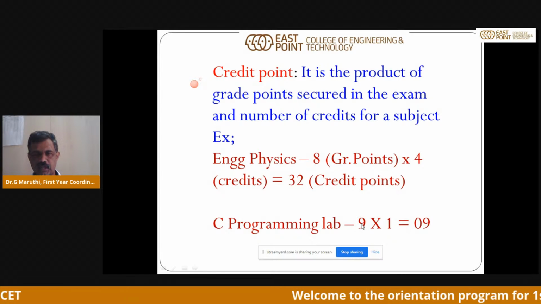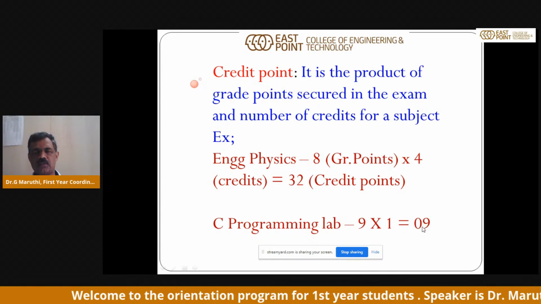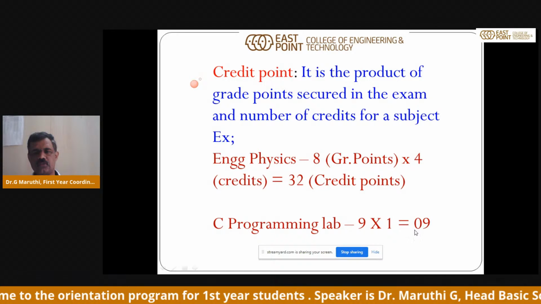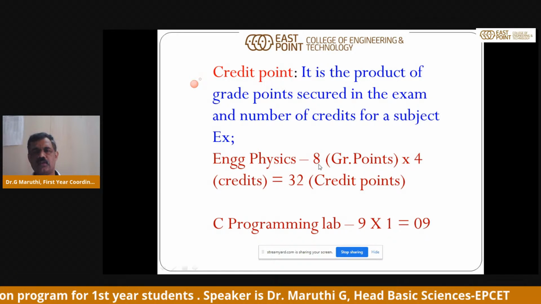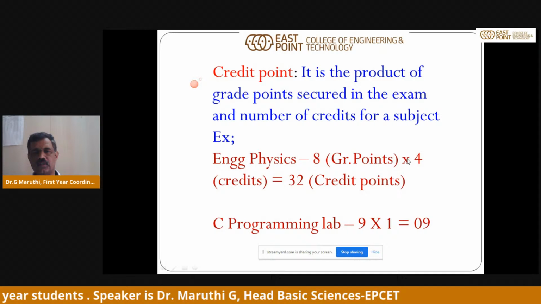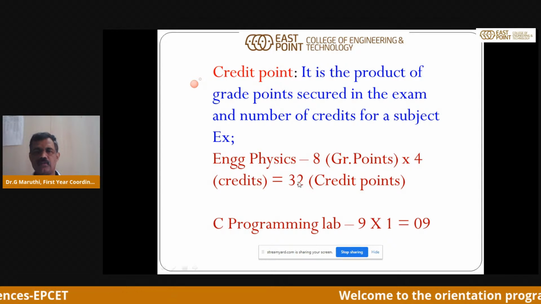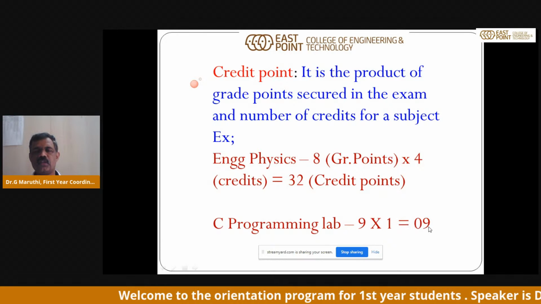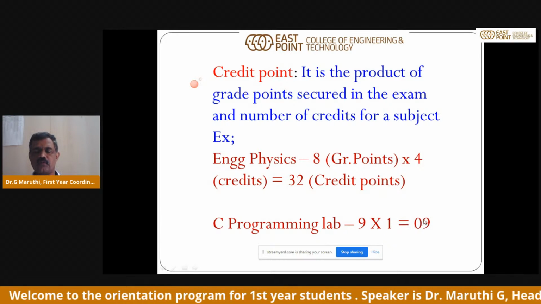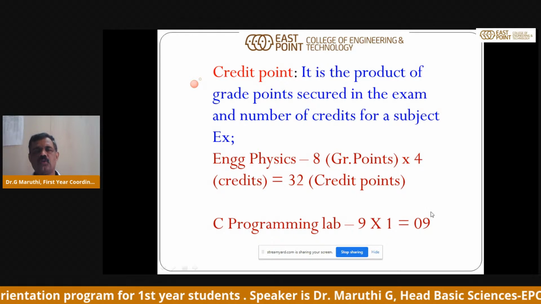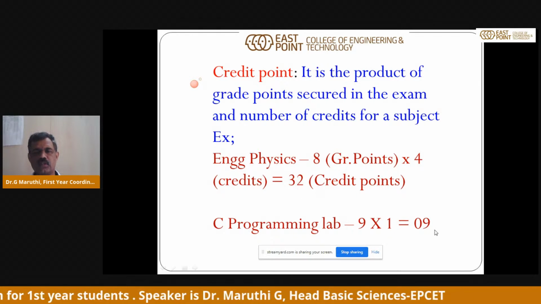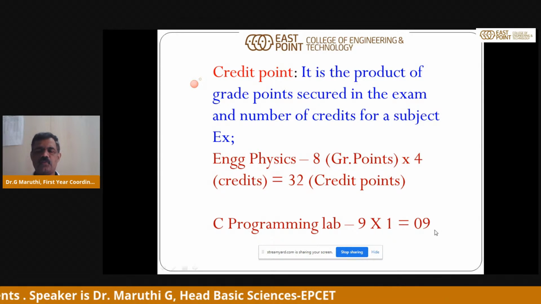Even if you get 10 grade points here, as it is having only 1 credit, the maximum number of credit points you can score is only 10 here. But in the theory subject, as it has got a credit of 4, if your grade points is a 10, then the credit points would be 40. So the maximum number of credit points you can score is 40 in the theory. Here it is just 10. So therefore, when you make preparation for your exam, you have to make note of all these things. Then only you can get a good percentage.